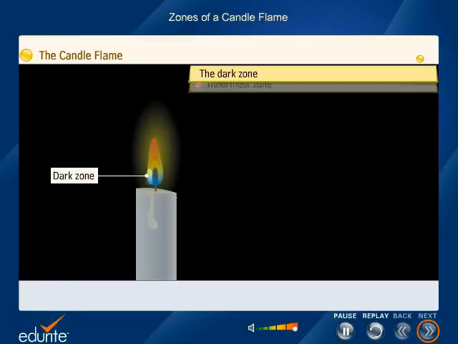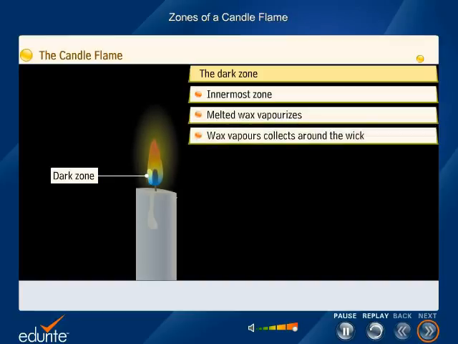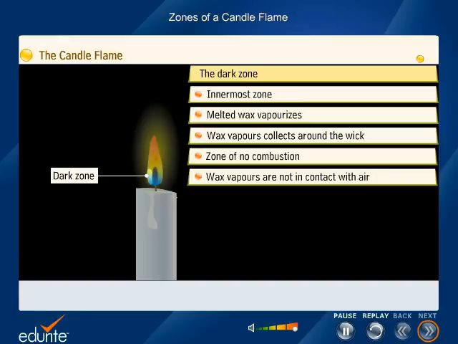The dark zone is the innermost zone of the flame. But what's happening here? Here the melted wax vaporizes and collects around the wick. This is the zone of no combustion, as the wax vapors are not in contact with oxygen.